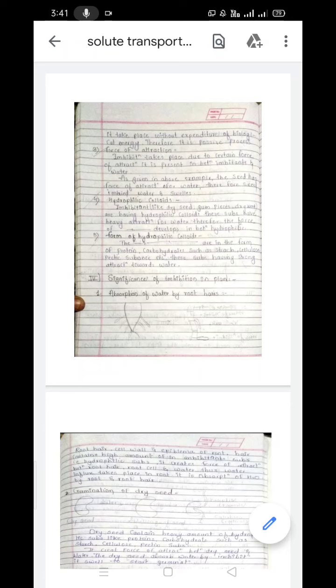So as given in the above example, the seed has a force of attraction for water, therefore seed imbibes water and swells. तो हम यदि ड्राई सीड्स का एग्जांपल लेते हैं तो ड्राई सीड्स का वाटर की तरफ अट्रैक्शन हो जाता है and these seeds will be imbibed with the water and they swell up.